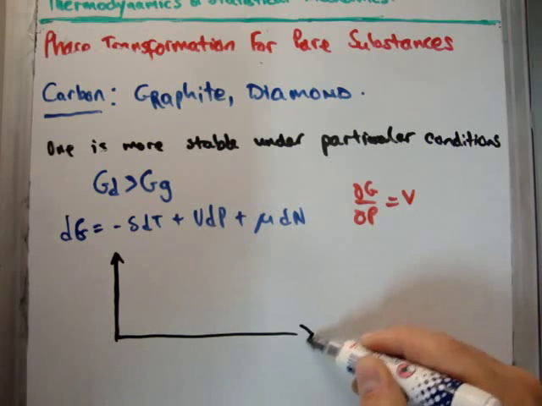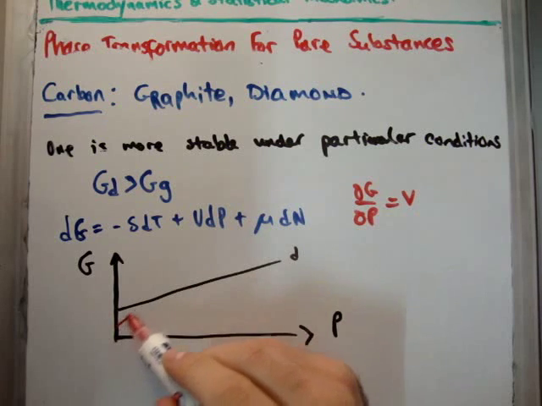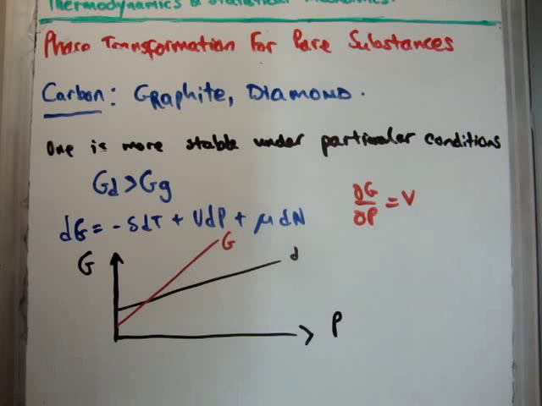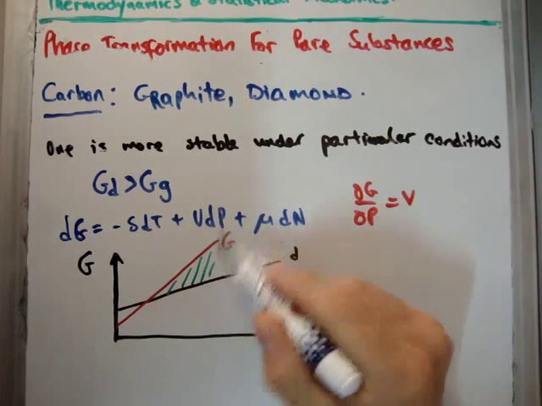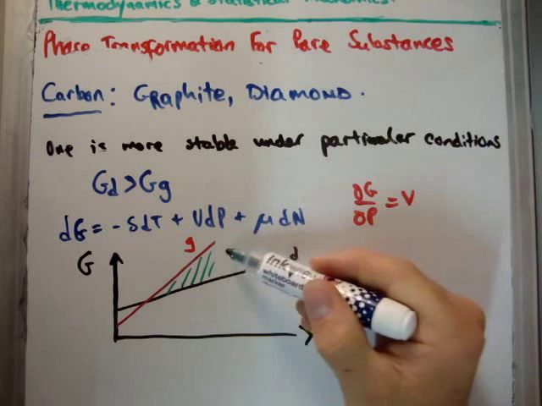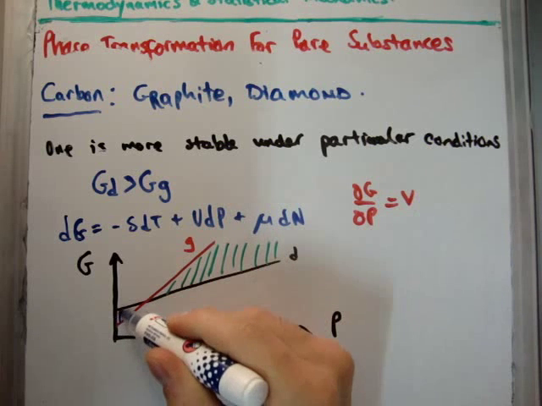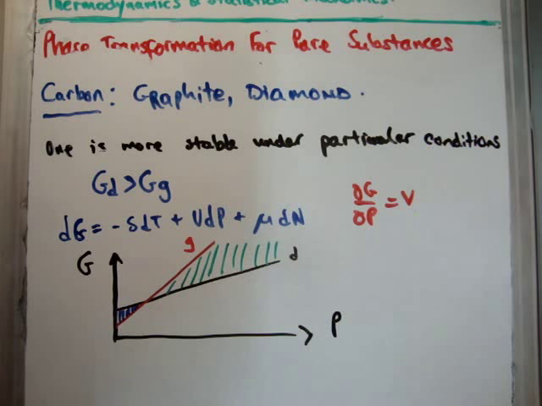So I'm going to plot pressure in kilobars, and we're going to plot the Gibbs free energy, of course, in joules. Let's say that this here is diamond, and this here is graphite. In the region I'm going to shade in green, diamond is more stable than graphite. I'm going to label that with a small g to distinguish it from the Gibbs free energy. In the region shaded in green, diamond is more stable than graphite, and that's because its Gibbs free energy is less than that of graphite. Whereas in the region I'm shading in blue, it is graphite which is more stable, because the Gibbs free energy of one is smaller than that of the other. But you have to remember the pressures we're looking at. The critical point here is at about 15 kilobars. That's a pretty large pressure.